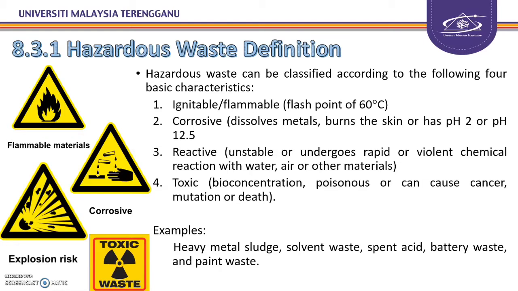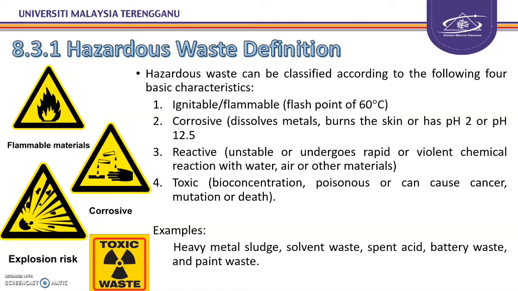This is the label that we normally see in the lab, and I know that all of us are aware of this. Hazardous waste can be classified according to the following 4 basic characteristics. The first one is ignitable or flammable, meaning that it has a flash point of 60 degrees. When that particular material or chemical is exposed to 60 degrees, it will flame. It will burn. You can see the label here.